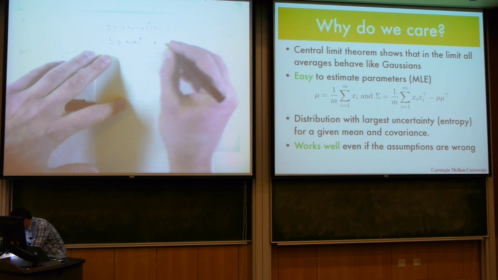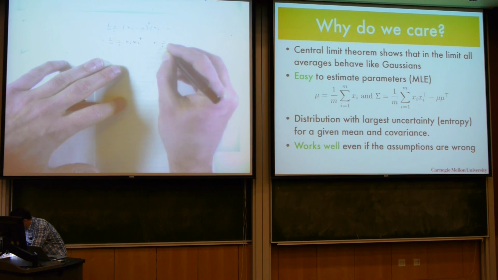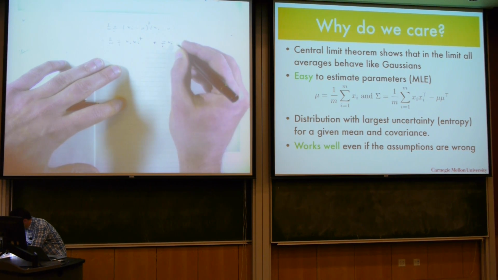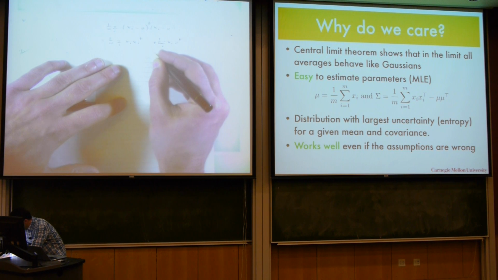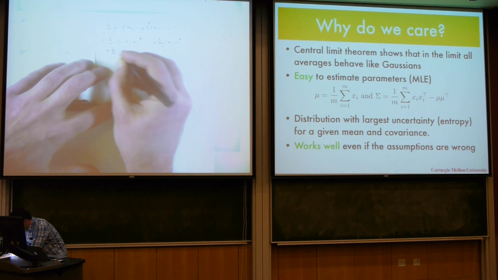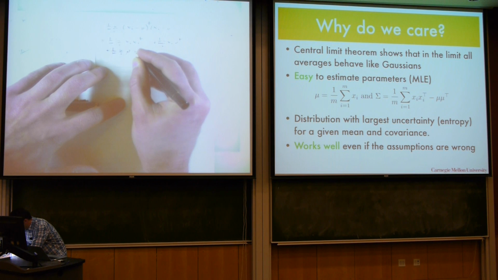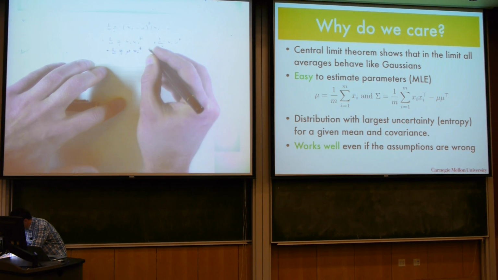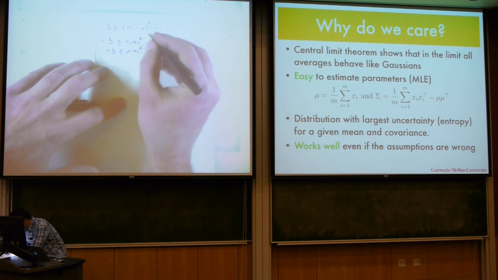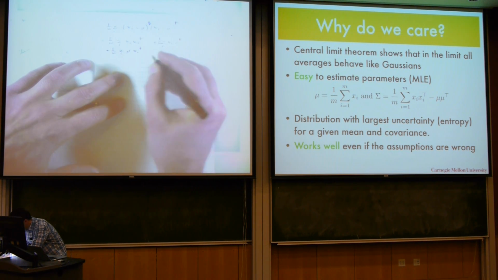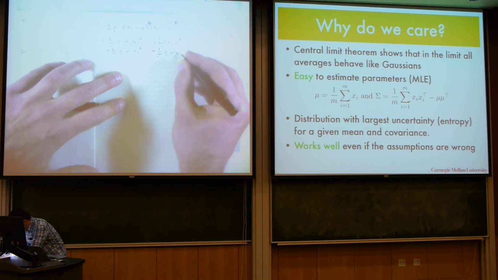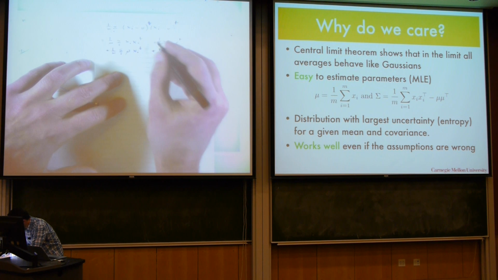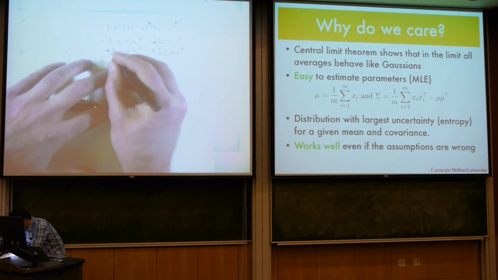Then we get a plus 1 over m sum over i of xi mu transposed, plus a 1 over m sum over i of mu xi transposed. Sorry, the transpose is on the 1. And then we have a 1 over m sum over i of mu mu transposed. And we actually have a minus here and we have another minus there.